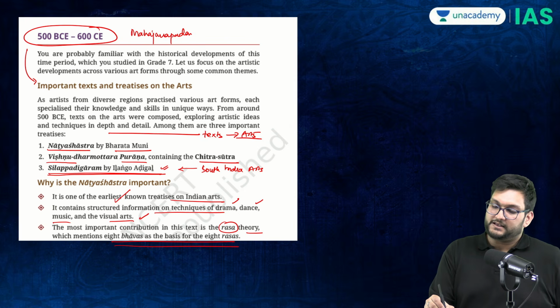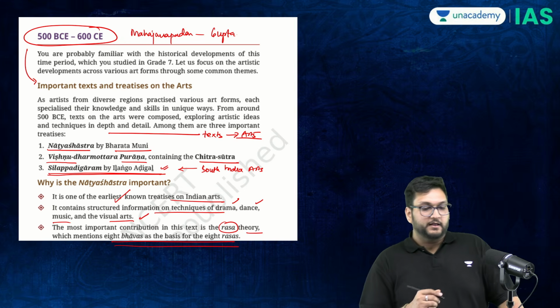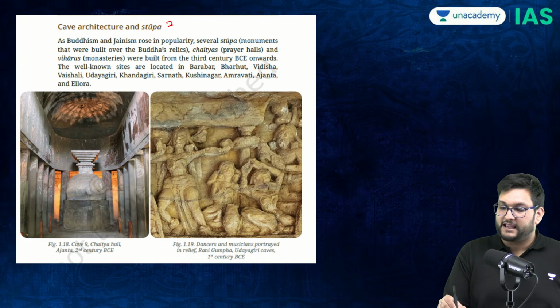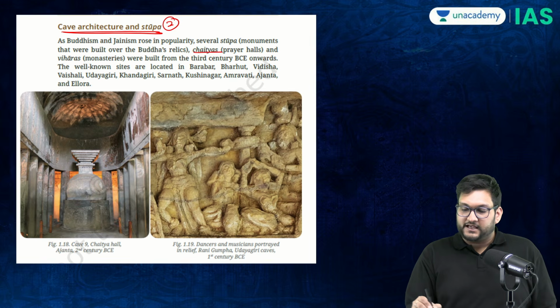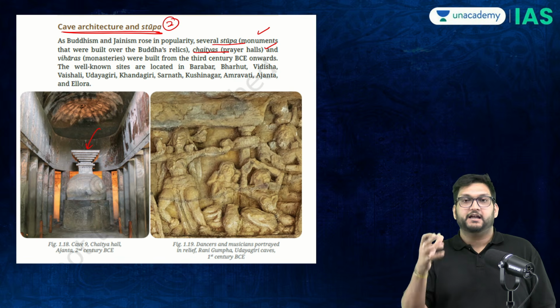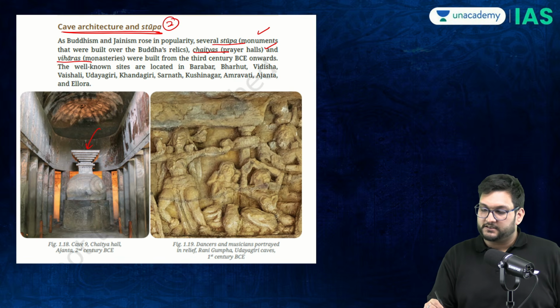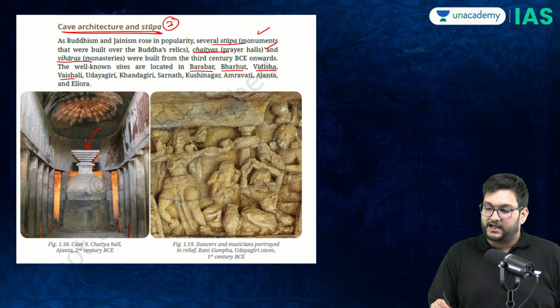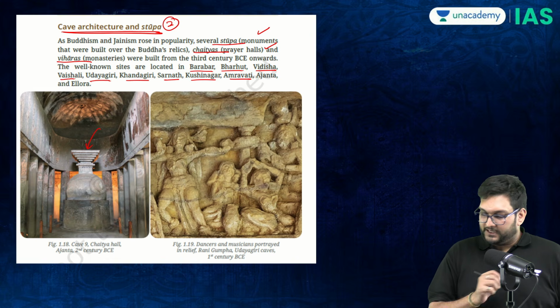Now, from the Mahajanapadas till Gupta, we have first the texts. Then, the second expression is cave architecture and stupa, with the rise of Buddhism and Jainism. Chaityas, which are prayer halls, and stupas, which are monuments commemorating the death of Buddha or Buddha himself. The viharas, which are monastic establishments, can be seen in Barabar, Bharhut, Vidisha, Vaishali, Udayagiri, Khandagiri, Sarnath, Kushinagar, Amaravati, Ajanta, and Ellora.